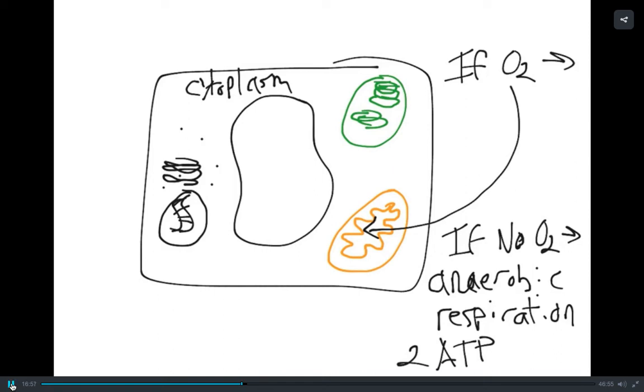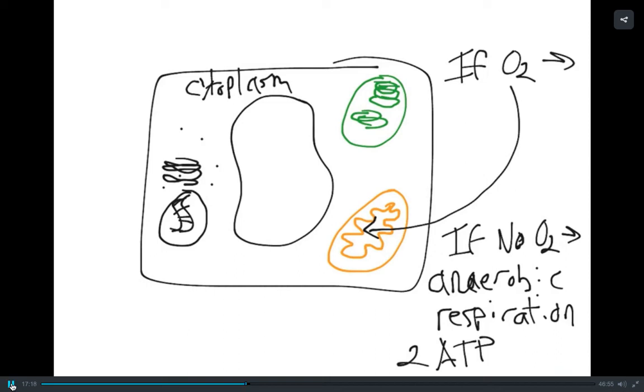In yeast and some microorganisms, their anaerobic respiration is a little bit different. Their byproduct is alcohol, right? So we've actually used that for our benefit, right? We've used that process of anaerobic respiration to create alcohol that we can then consume.